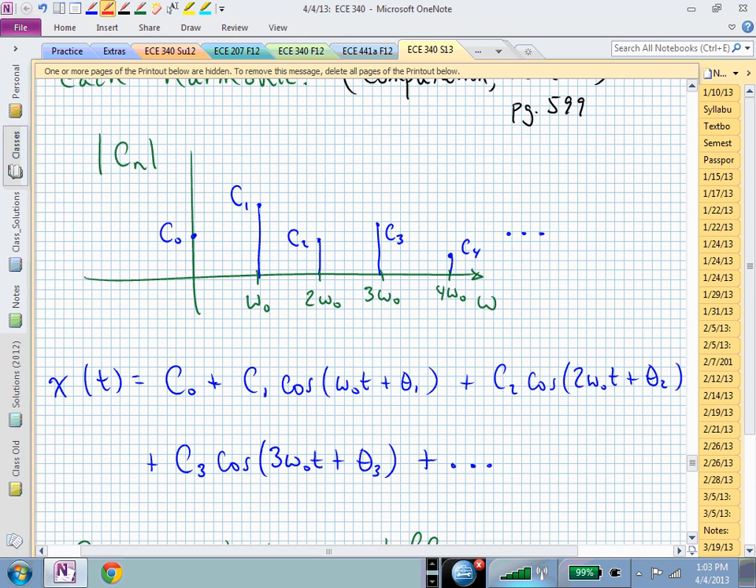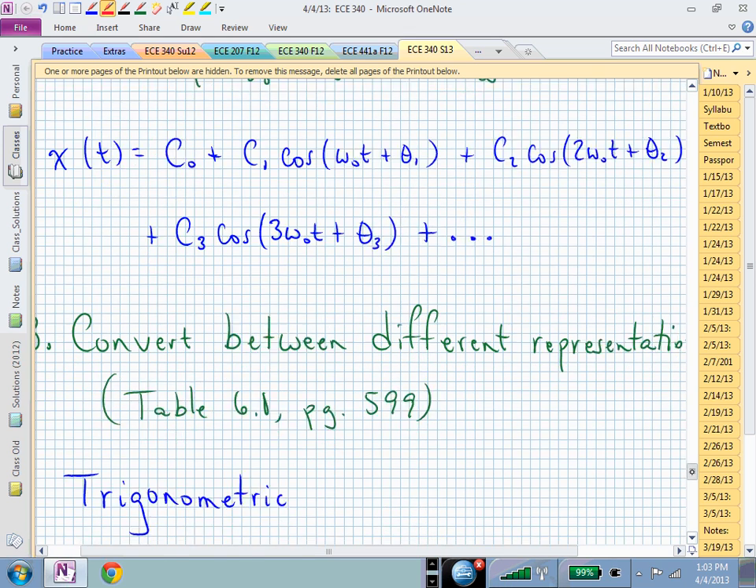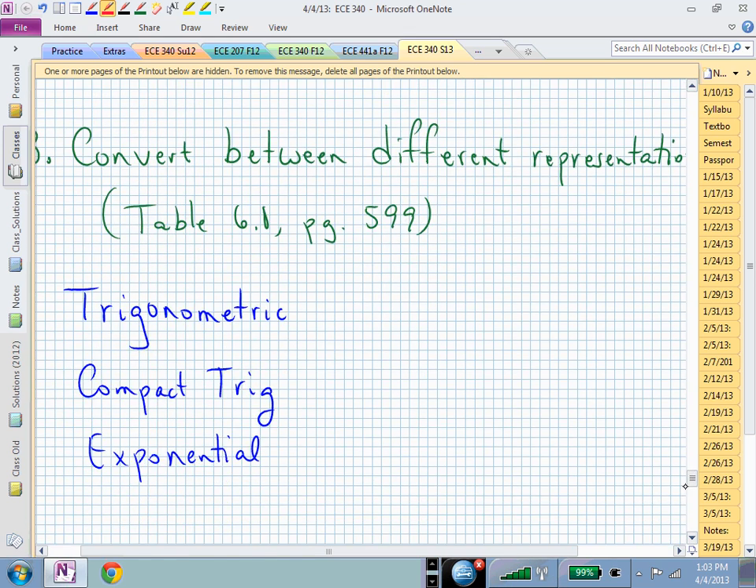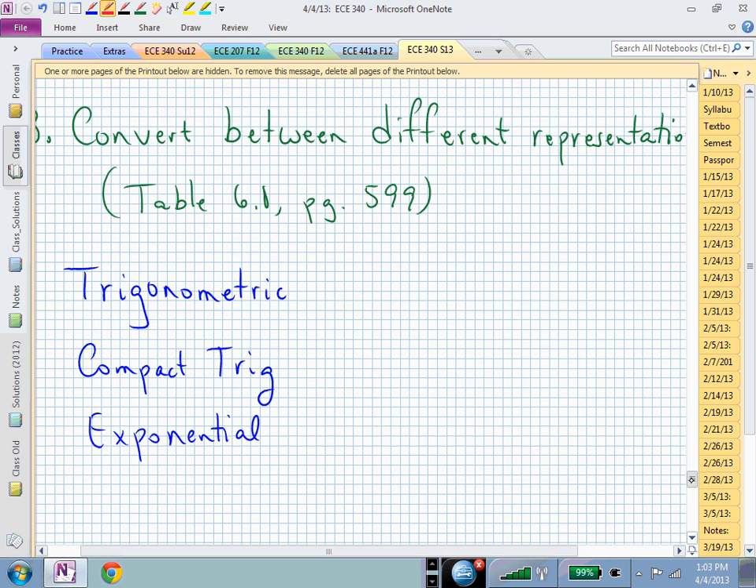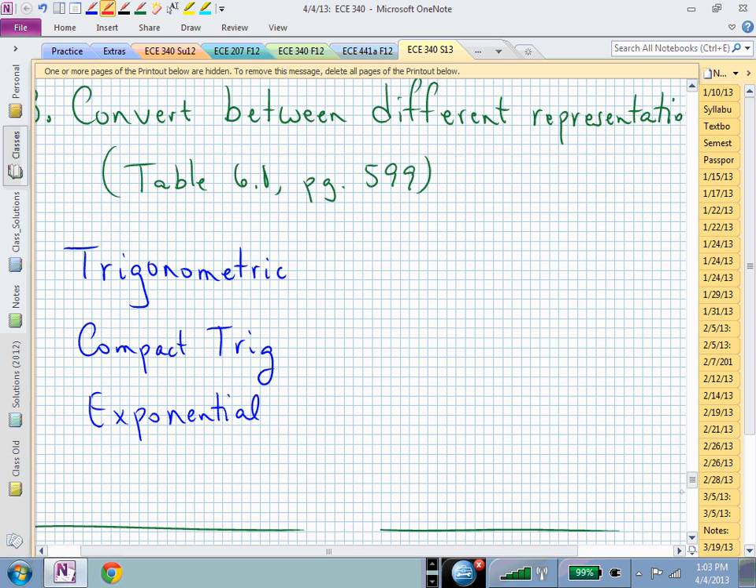The first key piece is, is my signal periodic, and find its period. The second, find these pieces, the component parts. The third key idea is that you should be able to convert between a trigonometric Fourier series, a compact trigonometric series, and an exponential Fourier series. And you know how to do this. This is just algebra.